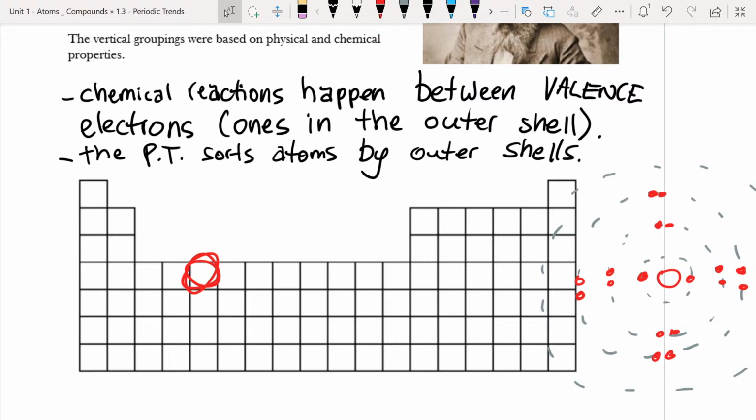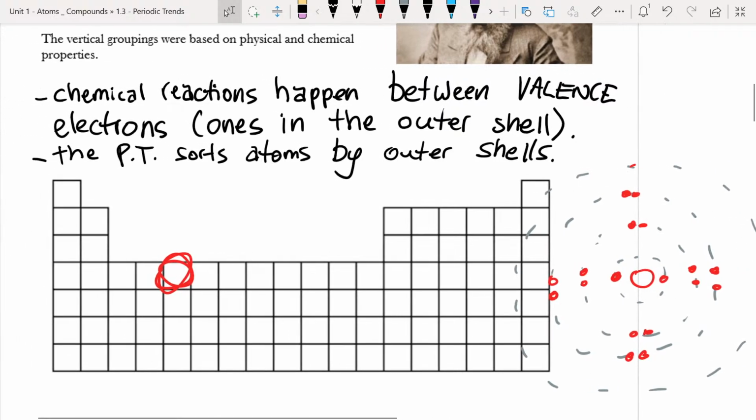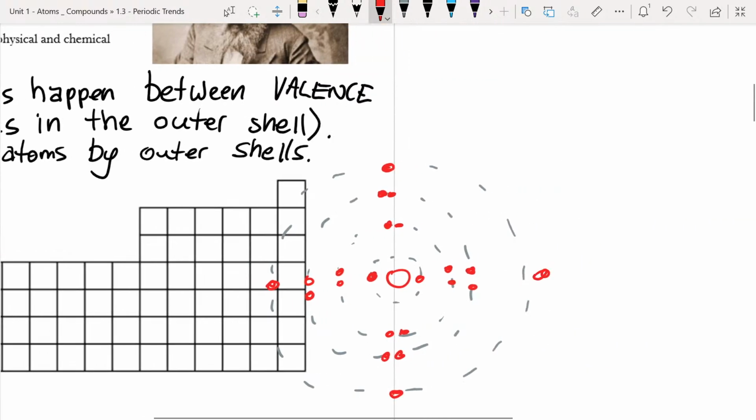And boom! I have no idea what this element is, but I just drew a Bohr-Rutherford diagram of it. I drew the world's worst Bohr-Rutherford diagram. If you drew a Bohr-Rutherford diagram that looked like that, I would give you 0. But it doesn't change the fact that without knowing what element I'm looking at, I just drew a Bohr-Rutherford diagram.